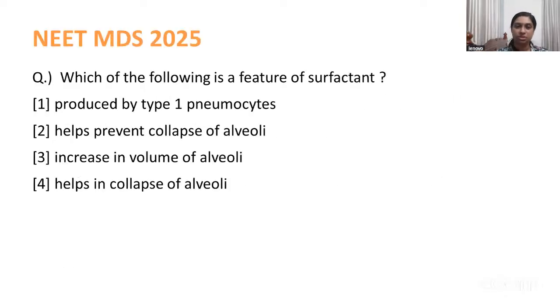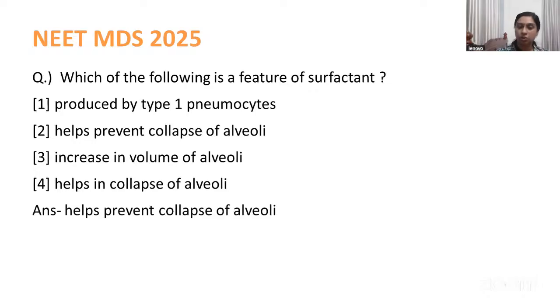Coming to the next question, this is a recent question. Which of the following is a feature of surfactant? The options are produced by type 1 pneumocytes, helps prevent the collapse of alveoli, increase in volume of alveoli, helps in the collapse of alveoli. By reading the option itself, you can eliminate the fourth option. Okay. And the other three options are there. So the answer here is, what's the feature? It prevents the collapse of alveoli. That is what surfactant is for.